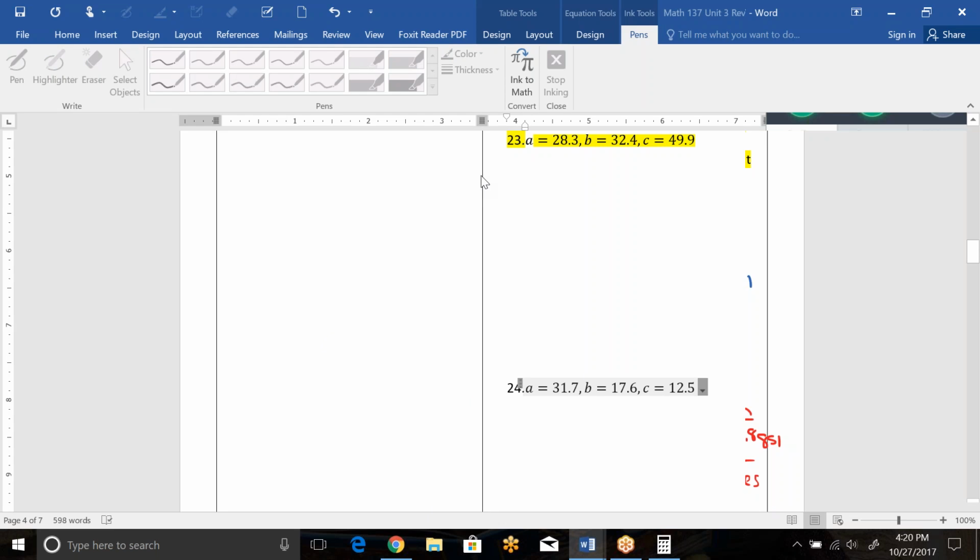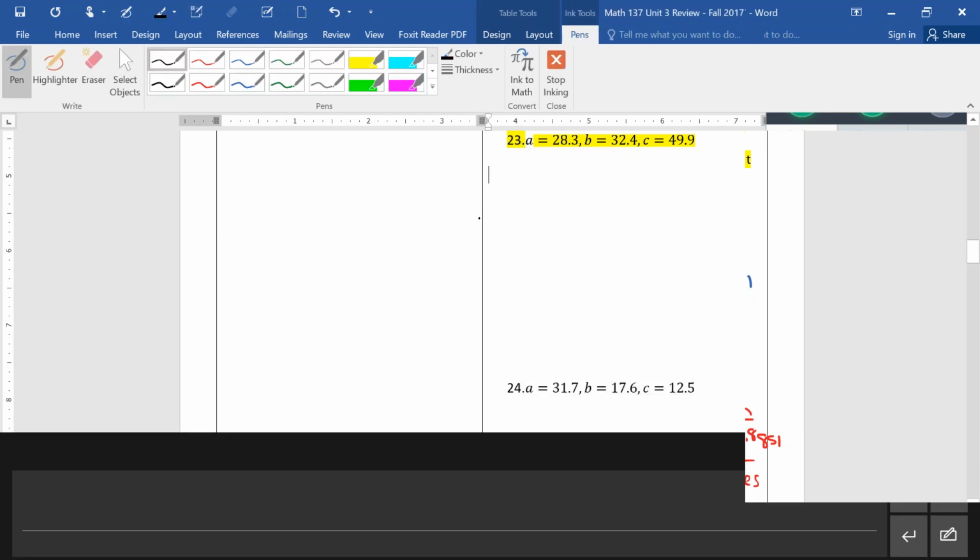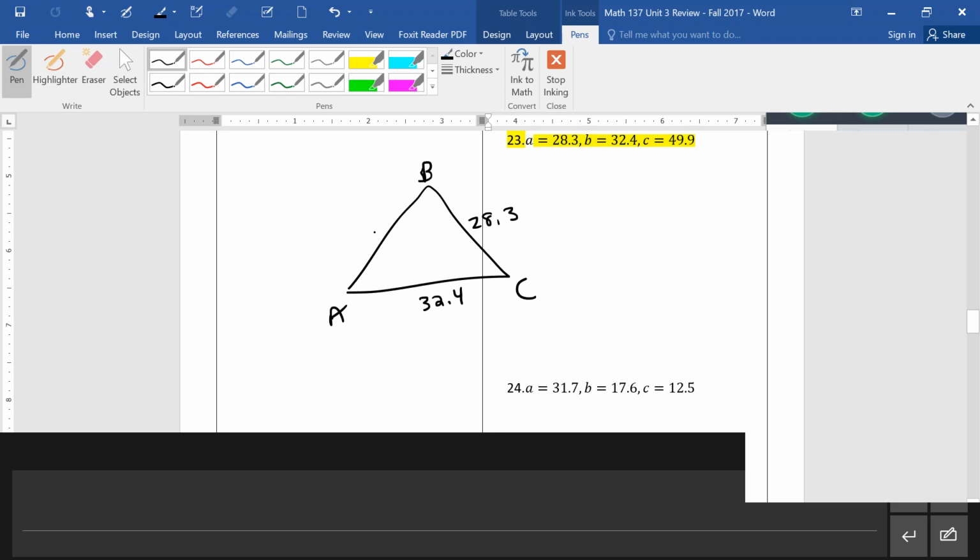Okay, the next one I want to do, because we did a lot of law of sines in class already, and we did some in some of the problems we've done so far, I want to make sure we do at least one of the law of cosines. So we have 3 sides of a triangle. So A, B, and C. And we have that little a is 28.3, little b is 32.4, and little c is 49.9.